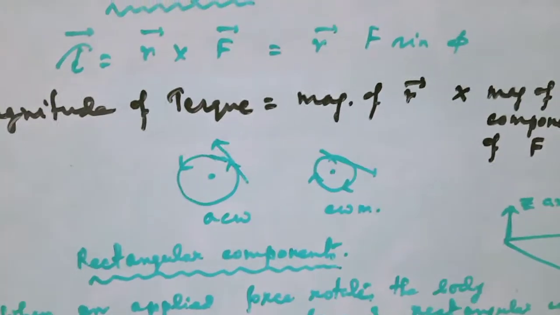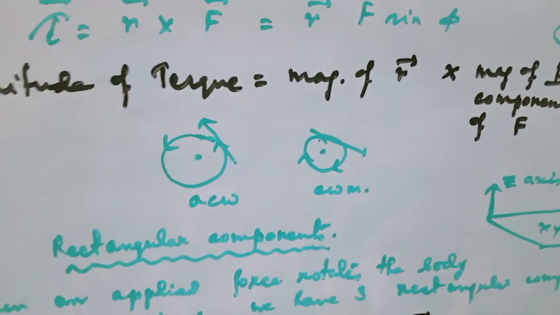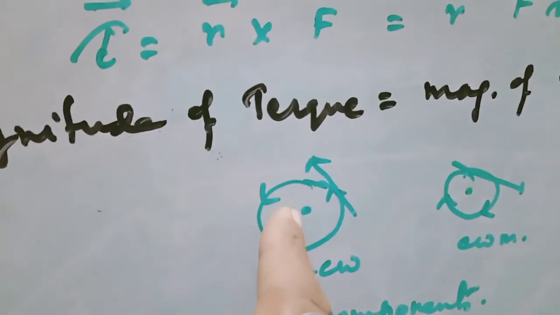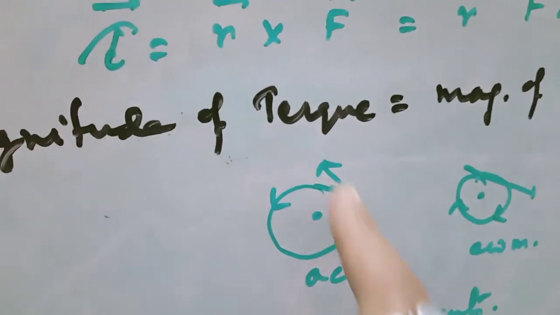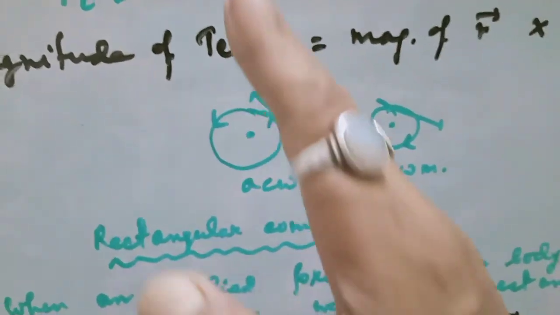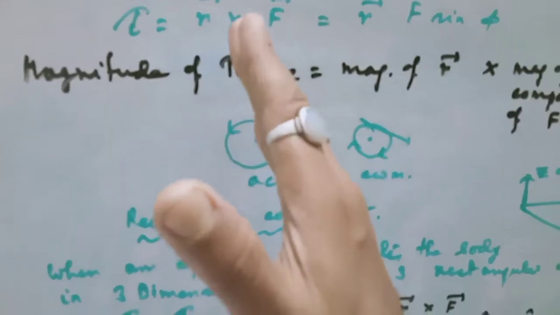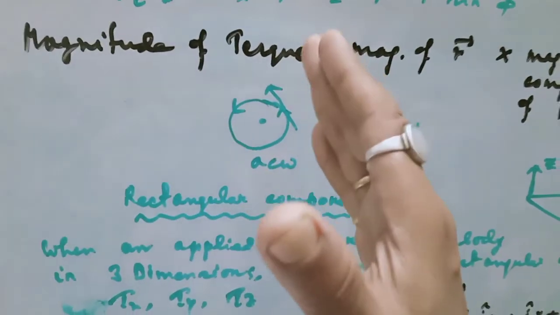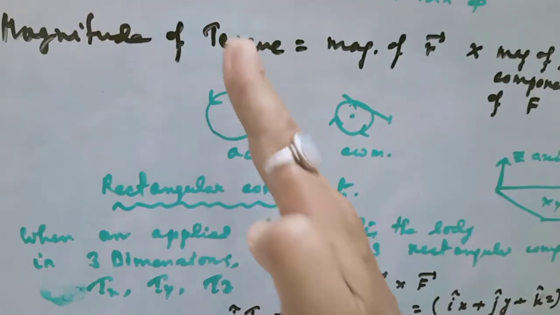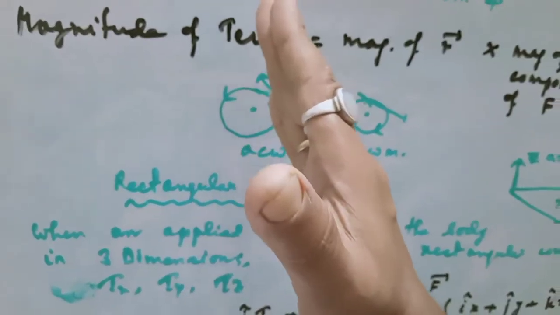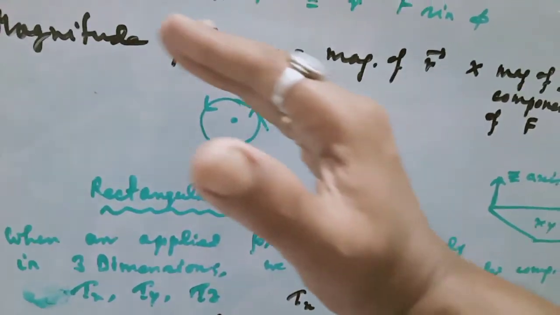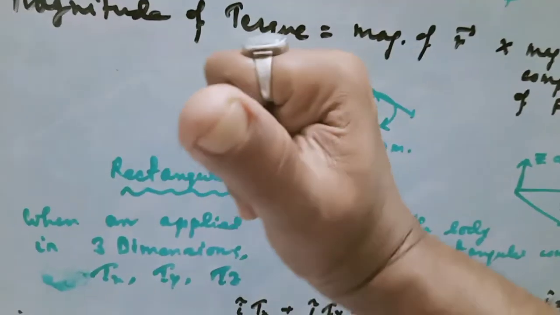See here, you should apply the right hand screw rule. For example, this is my right hand. Now this is the axis of rotation, this is the direction of the force. Just align your hand outstretched in this direction of force, in this way. See the thumb, it is pointing towards you. So when it is rotating in the anti-clockwise direction, the direction of the torque is outward from the plane of the paper.